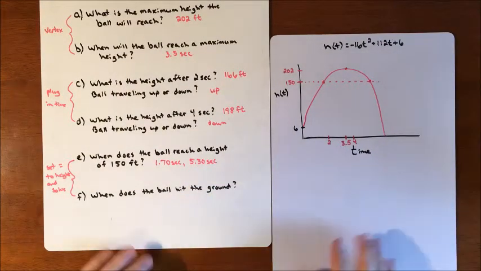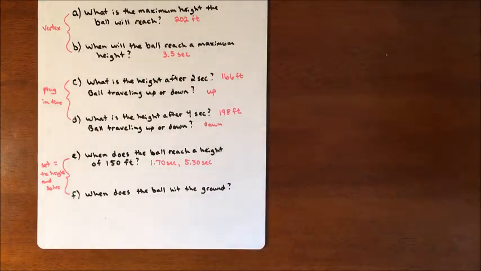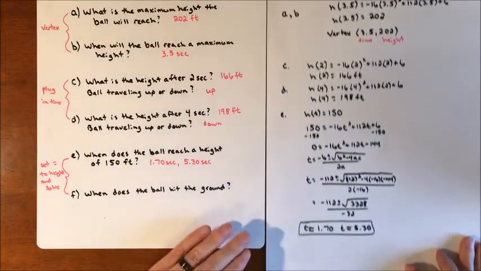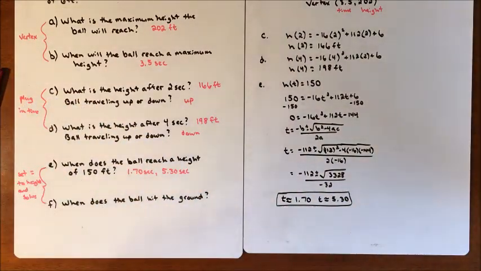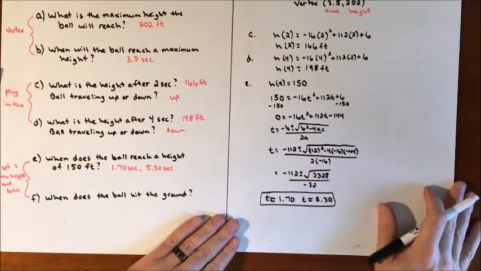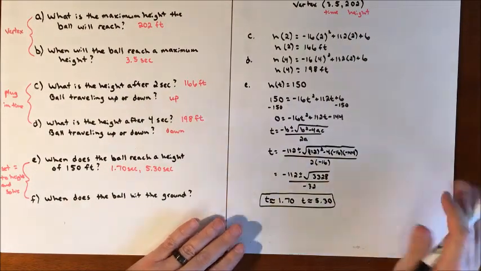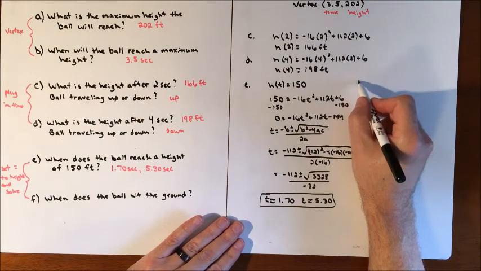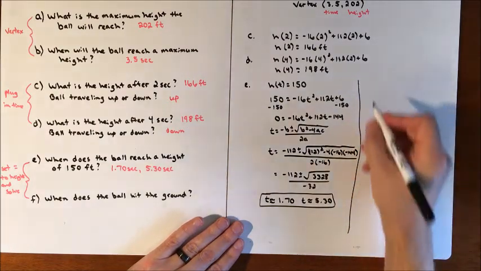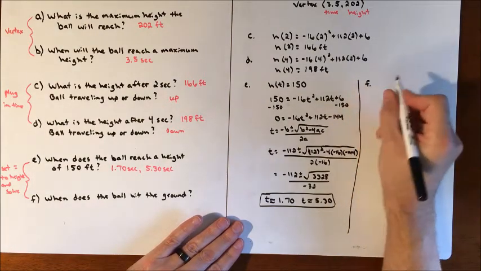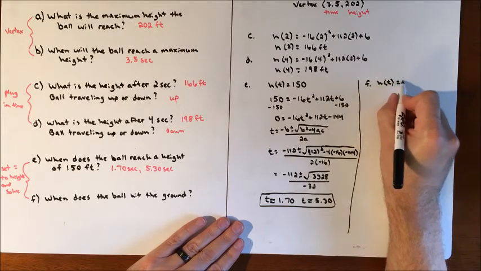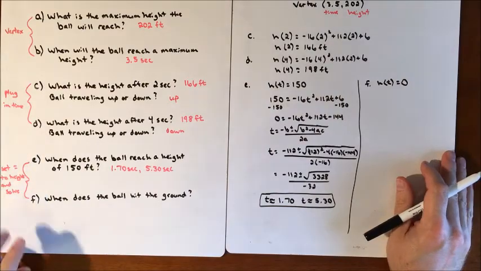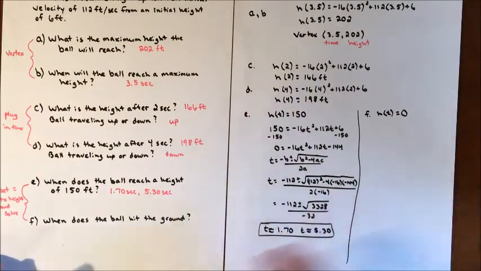So let's do the last one. The last one is, when does the ball hit the ground? Well, we need to know what the height of the ground is. The ground is basically a height of 0. It started at 6 feet in the air, so that's actually going to play a role here in a second. So f, the height at a certain time, is going to be 0 this time. Anytime you're ever looking for the ground, you're talking about a height of 0.